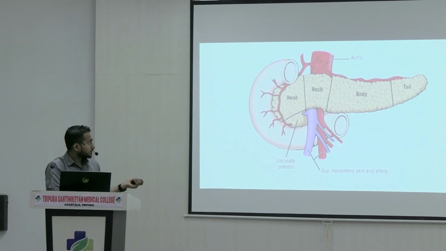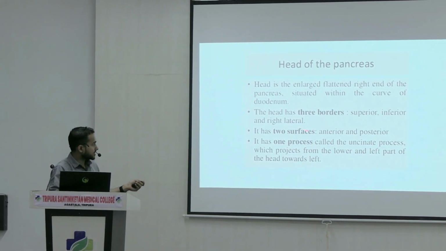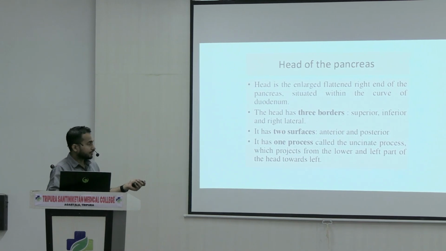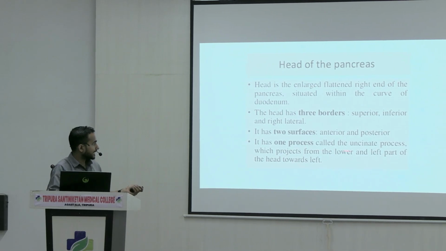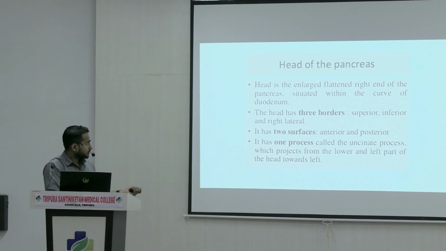So the head of the pancreas, as I said, has three borders: superior border, inferior border, and right lateral border, and two surfaces, the anterior surface and the posterior surface. Along with that, there is a small extension which projects from the lower and left part of the head, that is called the uncinate process.